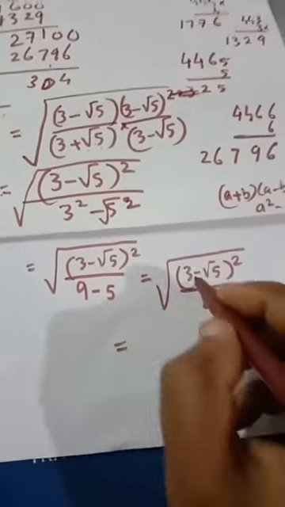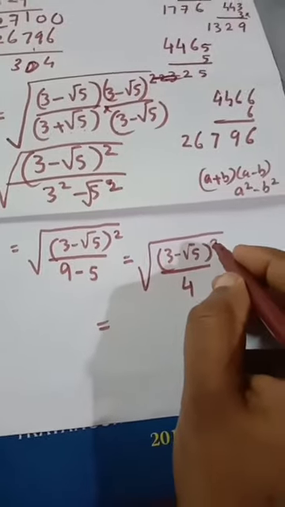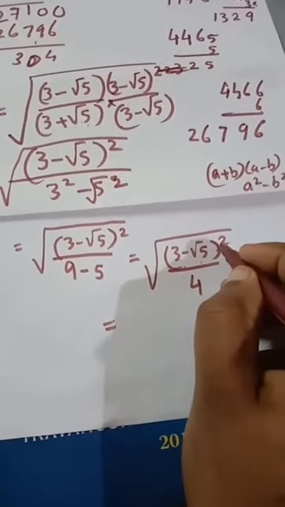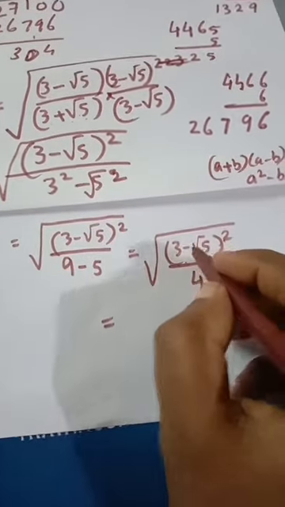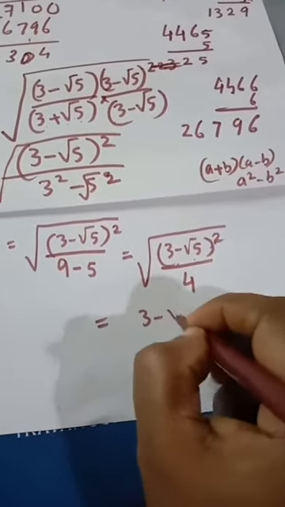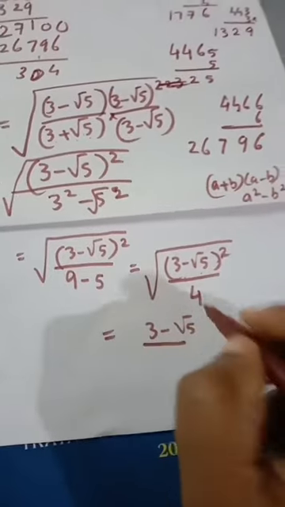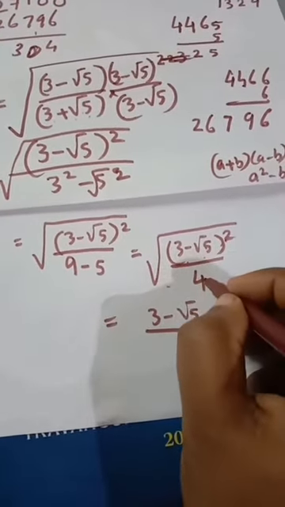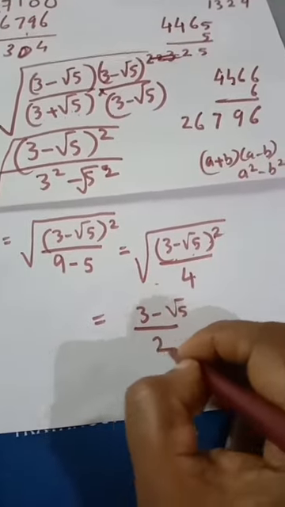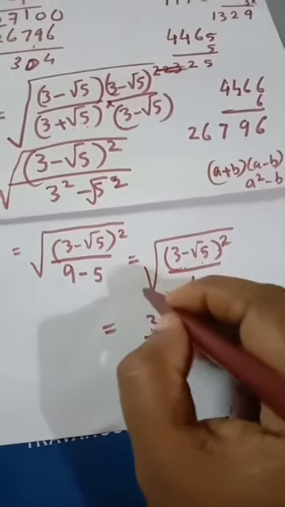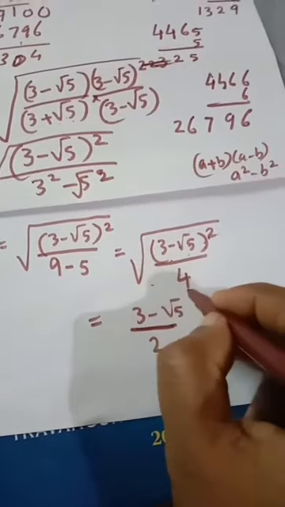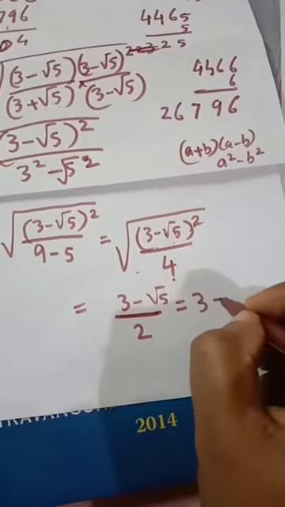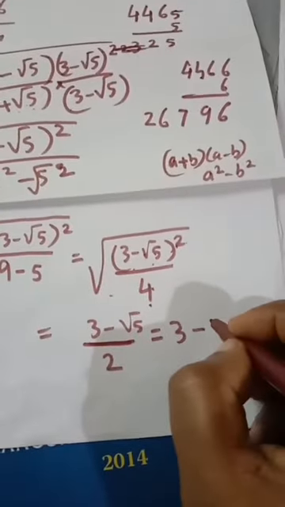Now root of 3 minus root 5 square: both square and square root cancel, so that function itself, that is 3 minus root 5 by, what is root 4? The root belongs to both the numerator and denominator. Root 4 is 2. Now substitute the value. 3 minus, what is the value of root 5?